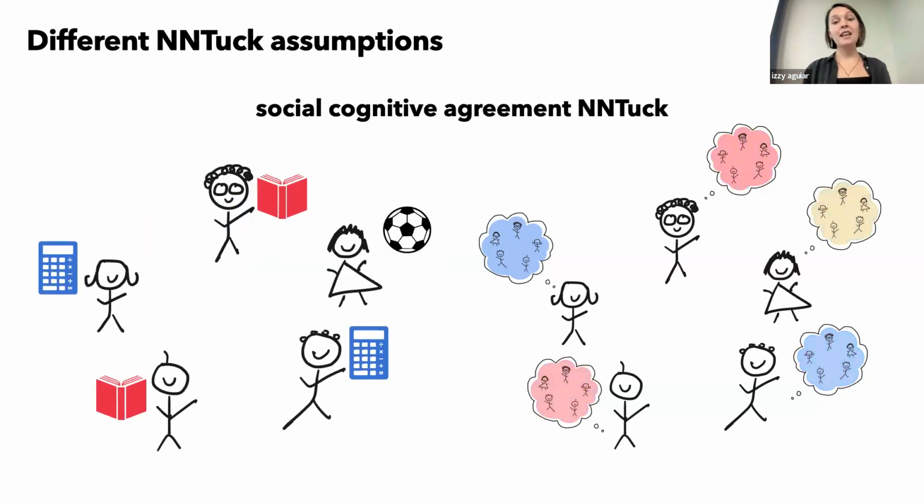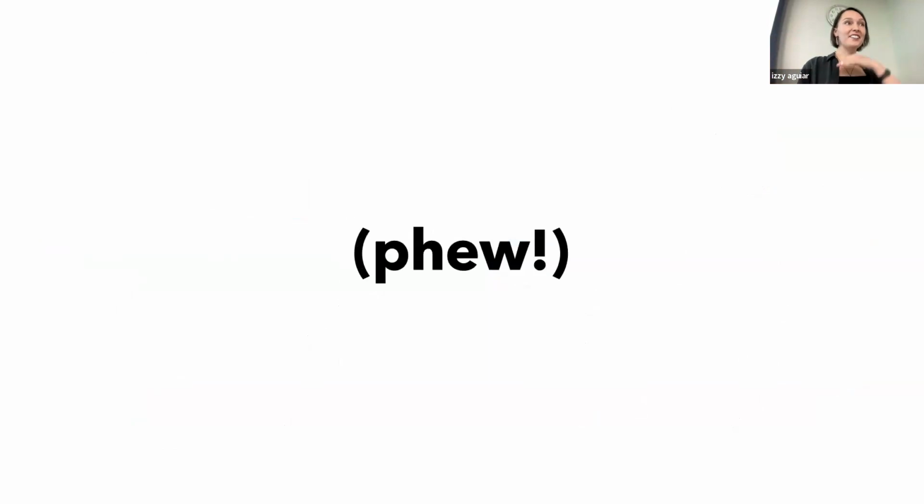I won't talk about it much today, but it's something that's super interesting that I've enjoyed thinking about, this last assumption of social cognitive agreement, wherein we say, okay, your social group is also exactly the same as your cognitive group. So the people you're hanging out with and forming social connections with are informing the relational schema that you use. So in this case, all of the math people have the same relational schema when they're recalling their networks. Okay, that was so much.